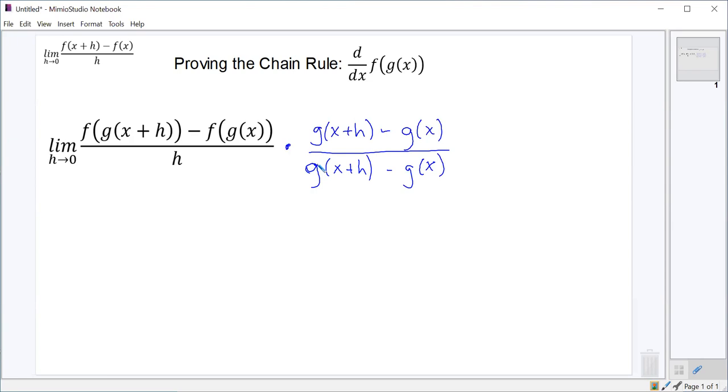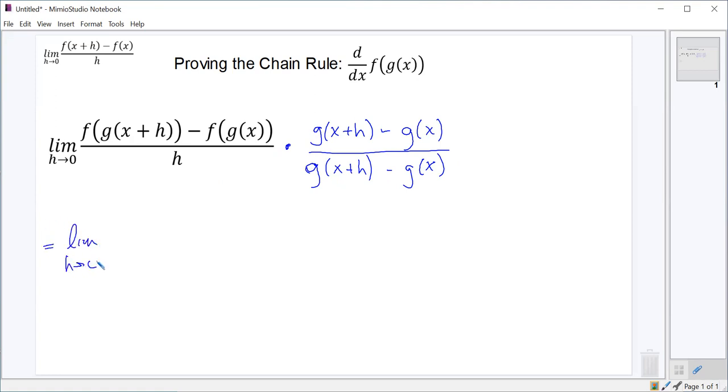And if we notice, the g of x plus h minus the g of x is the top of a difference quotient to find the derivative of g, and this h is the bottom of the difference quotient. It would also allow us to find a derivative of g if we could move it over to the right-hand side. So we're just going to flip the denominators of these two fractions that are being multiplied by each other around and separate it into two limits using multiplication.